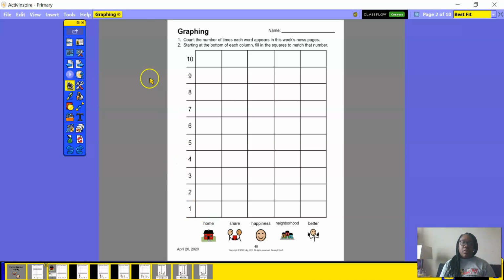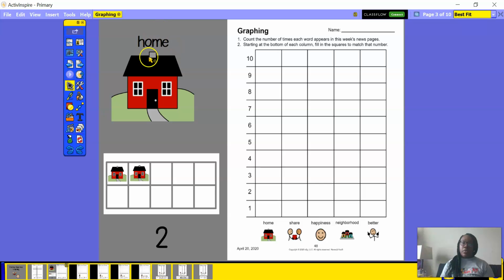All right, so there are 5 pictures here at the bottom, and they are home, share, happiness, neighborhood, and better. And so in the story, these words were mentioned, and I created a tally or a count of how many times each word was mentioned.